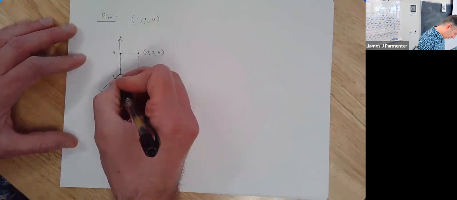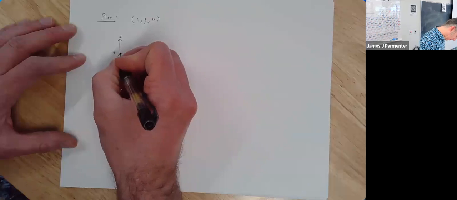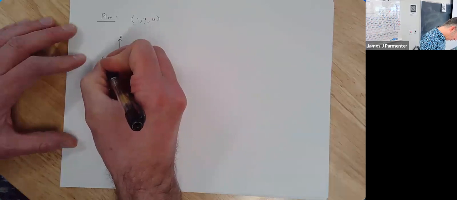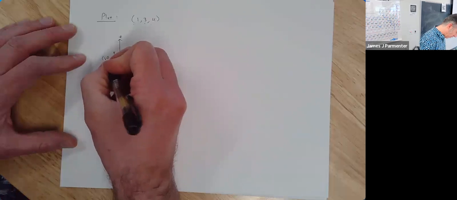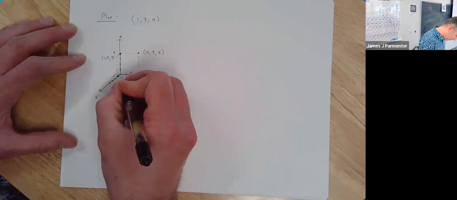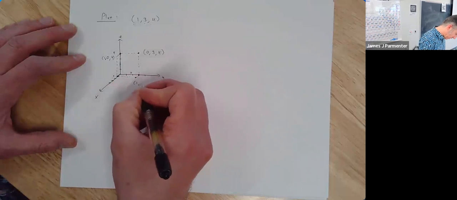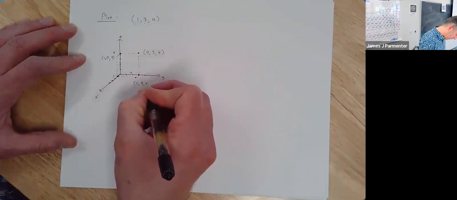I'm going to go over 1 in the x direction and up 4. So maybe like that. So there's 1 in the x direction, 0 in the y direction, 4 in the z direction. And I can also find this point here, which is 1 in the x direction, 3 in the y direction, and 0 in the z direction.